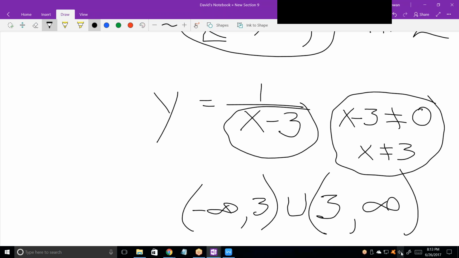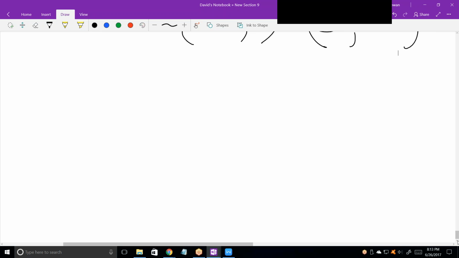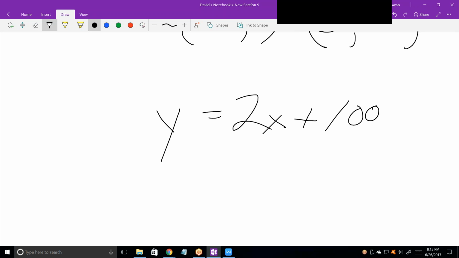Okay, so that is domain in a nutshell. Give me domain on this. It can be all real numbers. Good. Now let's talk about range.